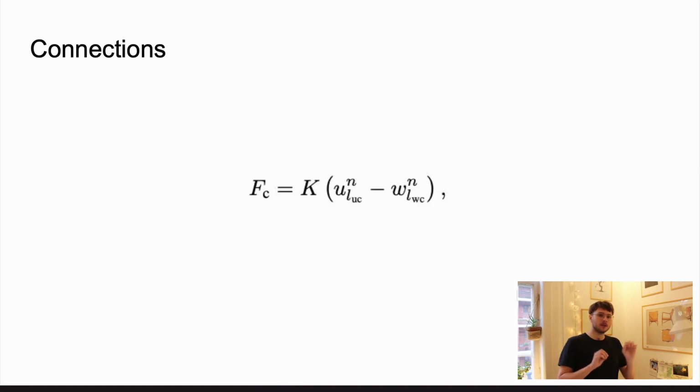Now that we have all our different elements, we need some way to connect them. And we do that by computing a force acting between the two elements, for example, between the string and the spring. And that is computed simply by the difference between the two of them times some constant.